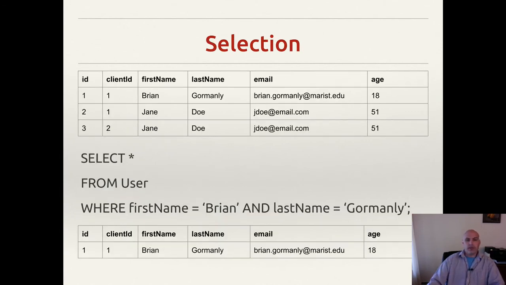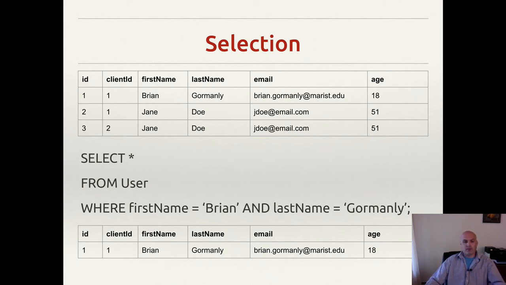So basic selection looks something like this. If I select everything from my user table where first name equals Brian and last name equals Gormanley. What I'm showing up there is an original relation with 3 tuples where I have a Brian Gormanley, a Jane, and 2 Jane Does, and if I run this query on that relation at the top, I'm going to end up with what we have at the bottom, right? So it's just the one tuple that matches where first name equals Brian and last name equals Gormanley.